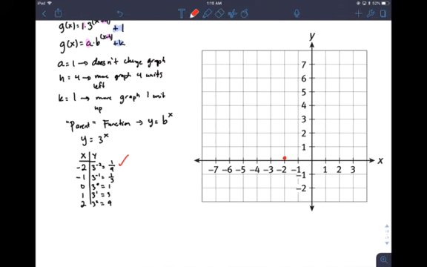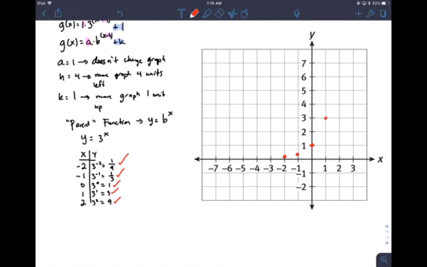Now the next point is -1, 1 over 3, and if you do that in decimals, it's 0.333. So let's approximate as best as I can. When x is 0, y is 1, so 0, 1. When x is 1, y is 3, which is right here. And the last one, when x is 2, y is 9, which doesn't show, so I'm going to approximate somewhere here. So there's my parent function.